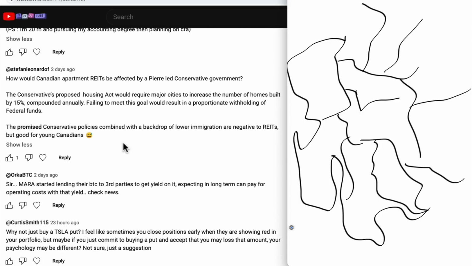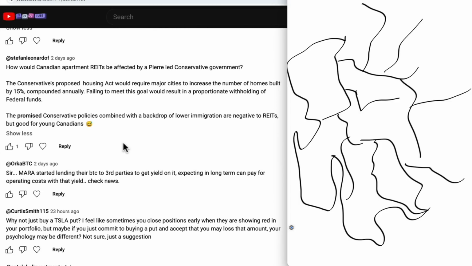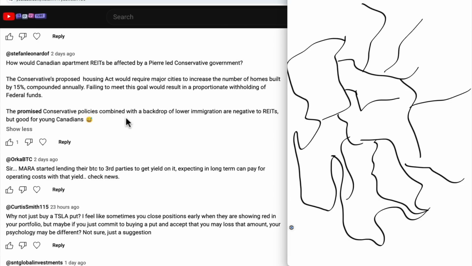How would Canadian apartment REITs be affected by a Pierre-led Conservative government? The Housing Act would require major cities to increase the number of homes built by 15%. Well, there's saying something and there's getting it done. And then there's the time frame from saying it to getting it done. Failing to meet this goal would result in a proportionate withholding of federal funds. The promised conservative policies, combined with a backdrop of lower immigration, are negative to REITs, but good for young Canadians.